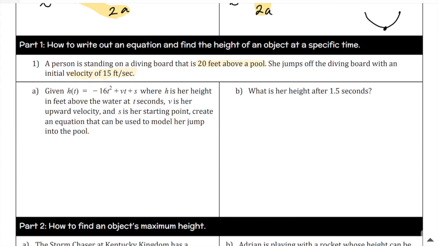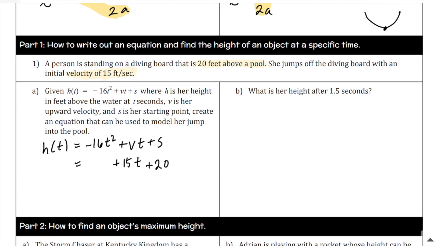They gave us a base to start with, right? They gave us h of t is equal to negative 16t squared plus vt plus s. Well, they also gave us v and they gave us s. They said that s was your starting point, right? And they also told us that we are starting 20 feet above the pool. So I'm just going to change that s to be a 20. And v is our velocity, right? So they gave us a velocity of 15 feet per second. So I'm going to go ahead and change that v to be 15.